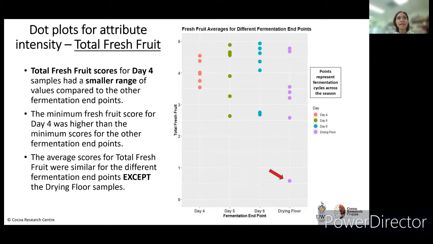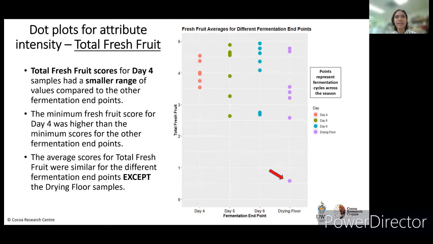As you can see, it appears that the day 4 fresh fruit intensities, so these are the red dots, are closer together. So they have a smaller range compared to the other endpoints. So this indicates that the fresh fruit character of the day 4 samples was slightly more consistent compared to the other endpoints. The average fresh fruit intensity for the drying floor samples was the lowest compared to the other endpoints. And that's mainly due to this purple dot here that the red arrow is pointing to.